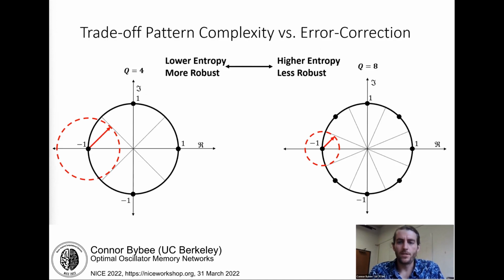Now, this representation trades off pattern complexity for error correction. You can see that for QPSK compared to 8PSK, the amount of noise required in the presynaptic input must be larger before an error. For 8PSK, we see that we can obtain a higher entropy, or bits per neuron, but that the relative amount of noise needed to cause an error is less. So, what is the optimal choice?